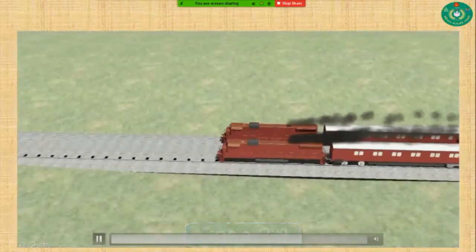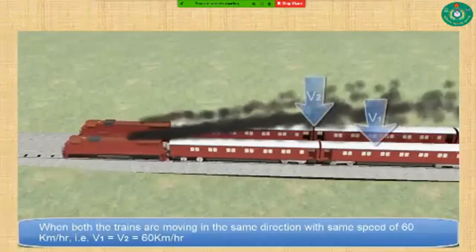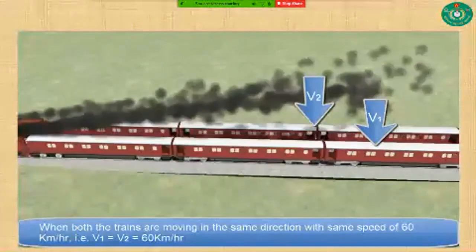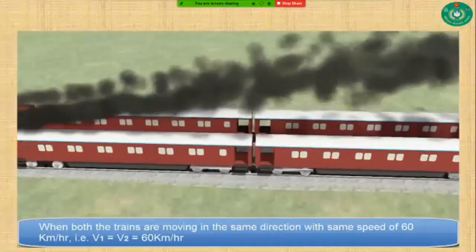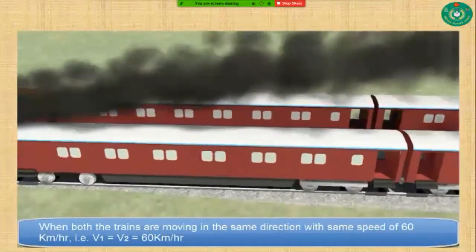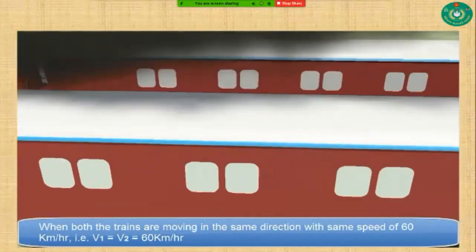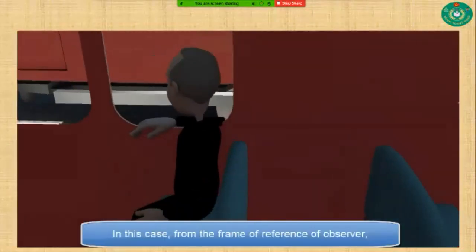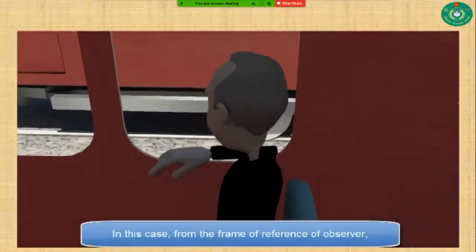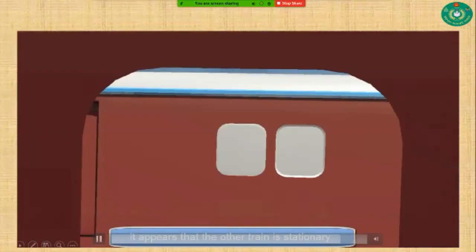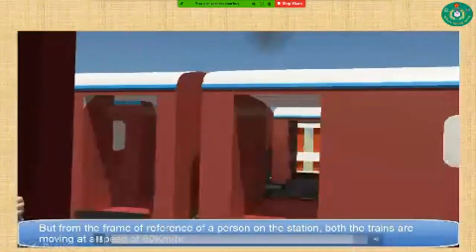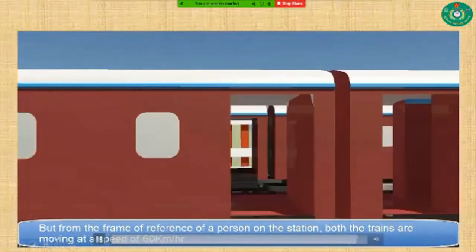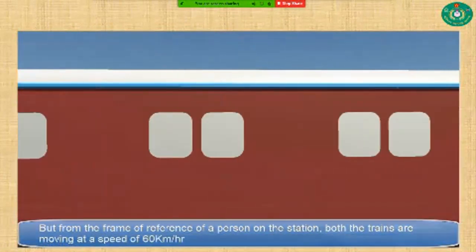Case 2. When both the trains are moving in the same direction with the same speed of 60 km per hour, that is, V1 equals V2 equals 60 km per hour. In this case, from the frame of reference of the observer, the other train appears to be stationary. But from the frame of reference of a person on the station, both the trains are moving at a speed of 60 kilometers per hour.